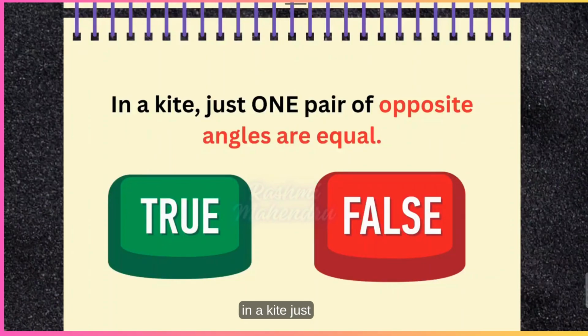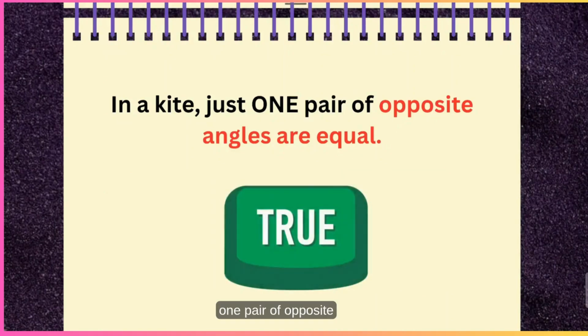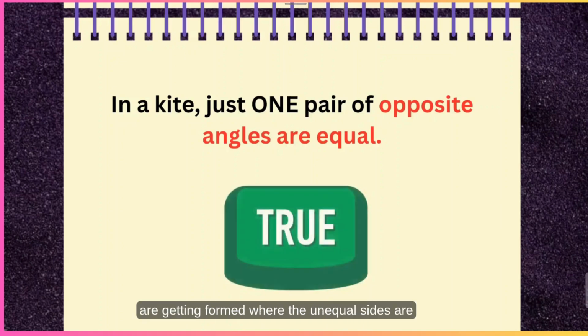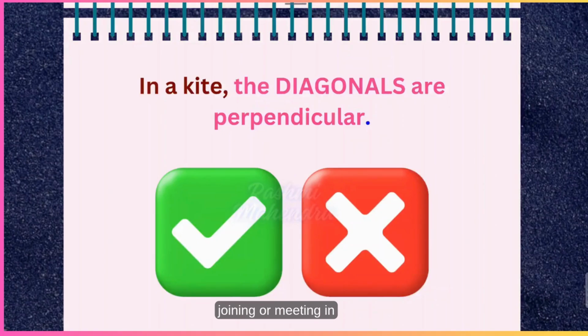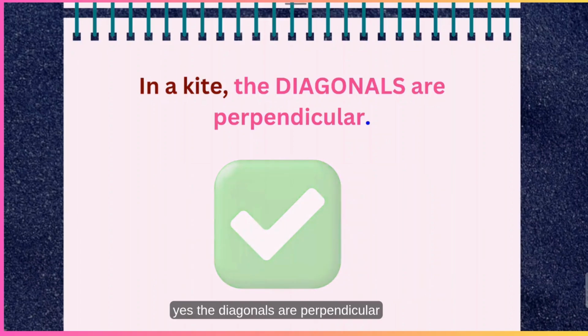In a kite, just one pair of opposite angles are equal. Is it true? Correct. One pair of opposite angles that are getting formed where the unequal sides are joining or meeting. In a kite, the diagonals are perpendicular. What do you think? Yes, the diagonals are perpendicular. The longer diagonal is bisecting the shorter one also.